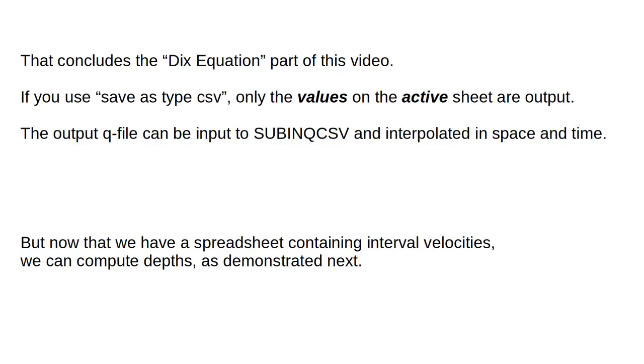That concludes the Dix equation part of this video. If you use Save as Type CSV, only the values on the active sheet are output. The output Q file can be input to subinqcsv, and interpolate it in space and time. But now that we have a spreadsheet containing interval velocities, we can compute depths as demonstrated next.